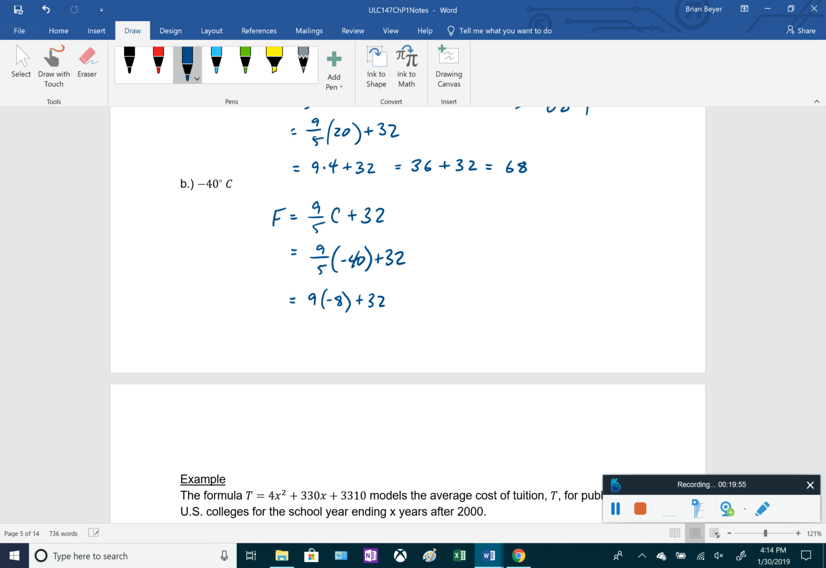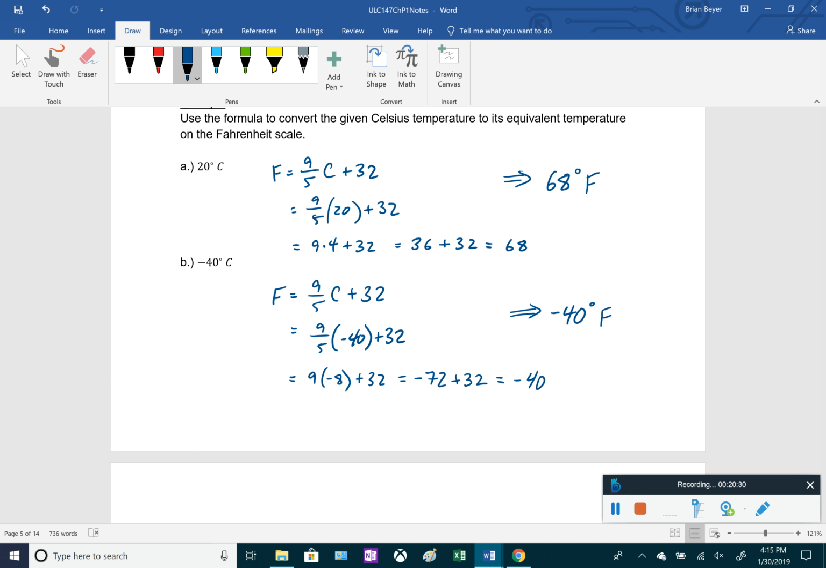Plus 32. And 9 times 8 is going to give us negative 72 plus that 32. So negative 72 plus 32, this is negative 40. So you're probably saying, well, hey, that's the same thing that we just started with, negative 40 degrees Celsius. That is because negative 40 degrees Celsius is actually equal to negative 40 degrees Fahrenheit, which is pretty cool if you didn't know that. Pretty cool how they are equal at that point.